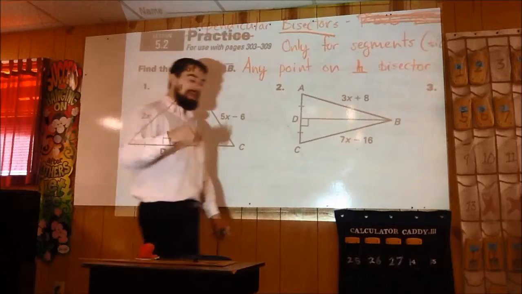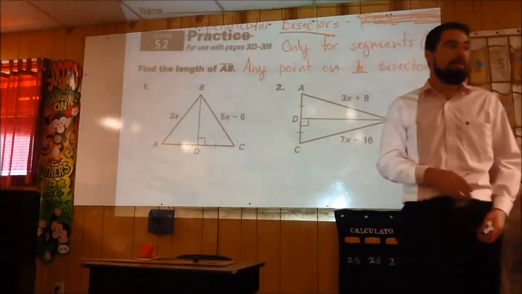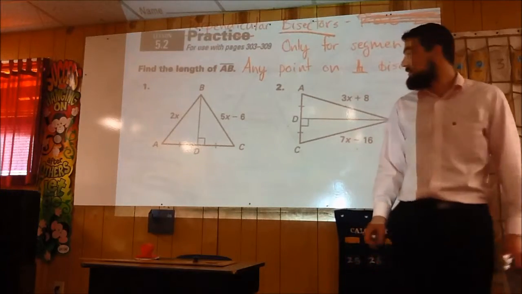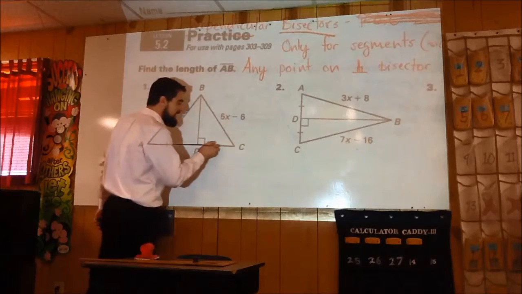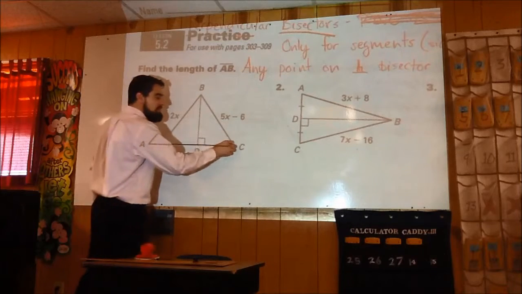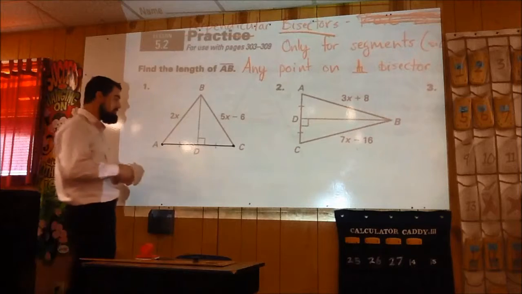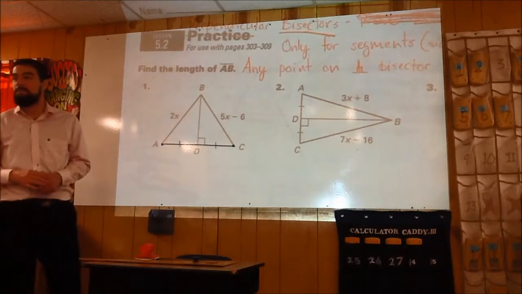Is there a segment in this diagram that's being bisected? Which segment is being bisected, being cut into two congruent parts? Segment AC. So this segment, segment AC, is being bisected. The endpoints of this segment are point A and point C. I know it's being bisected because there are these marks of congruency in the diagram.